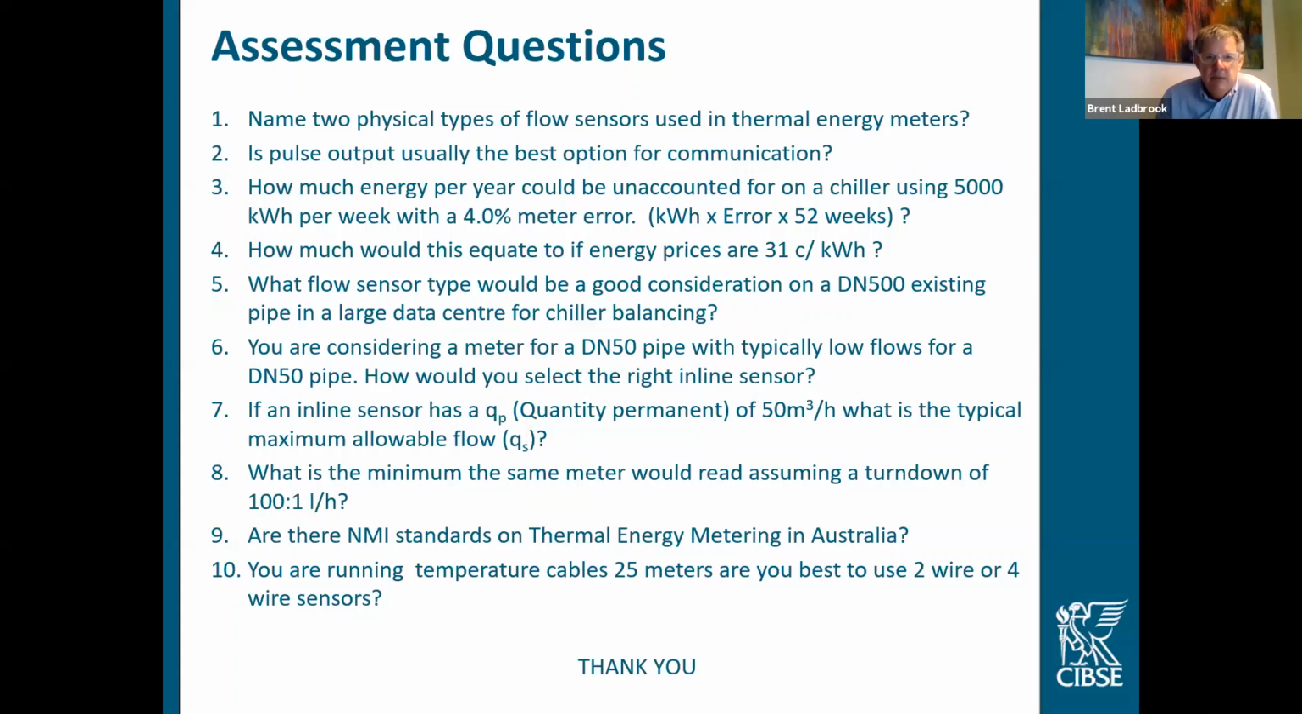If an inline sensor has a permanent flow rate of 50 cubic meters per hour, what is the typical maximum allowable flow rate? If you remember from our chart before, it's typically double. So the answer would be 100 cubic meters per hour. And question 8, what is the minimum the same meter would read, assuming a turn down ratio of 100 to 1? So the Qi for that would be 1/100th of 50 cubic meters, so 50,000 litres. 1% of that is 500 litres per hour.